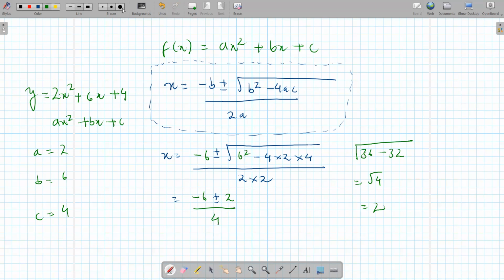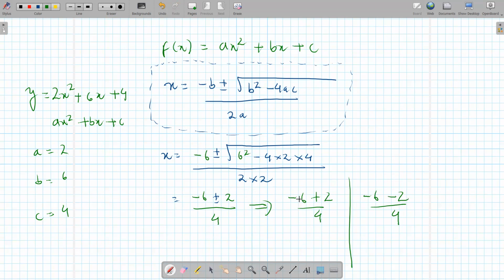Whenever you get this plus minus, all you need to do is split it up. So it's either going to be negative 6 plus 2 over 4, or negative 6 minus 2 over 4. So this is negative 4 over 4, one of the x-intercepts is at negative 1. This one, negative 6 minus 2, gives another at negative 2. And there you go.